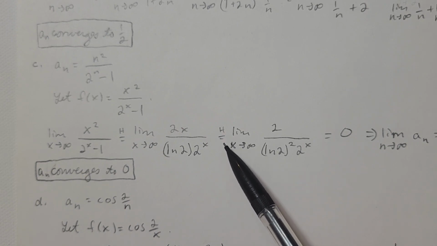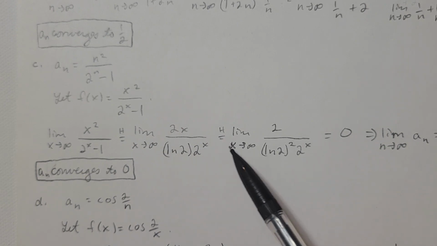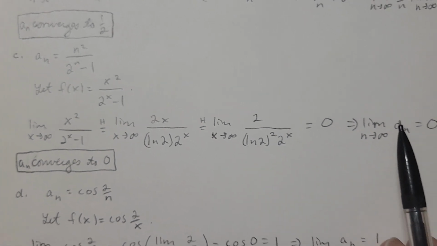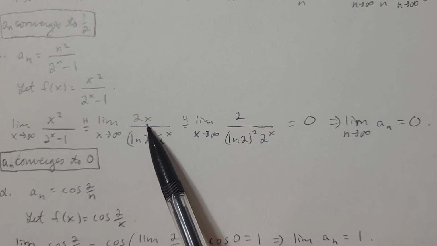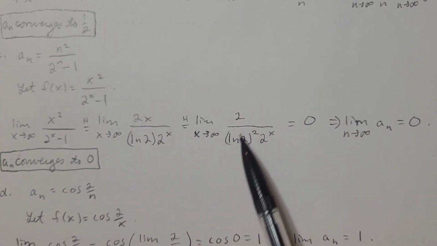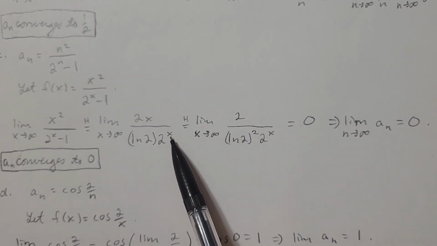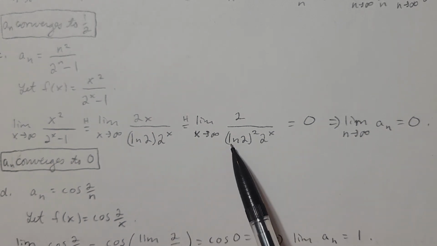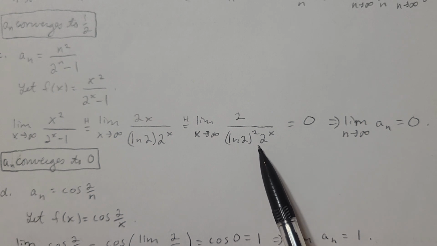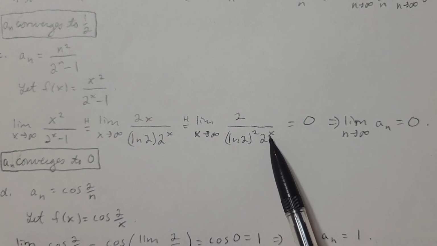And of course, the h above the equal sign means that I'm using L'Hopital's rule on that step. So the derivative of the top divided by the derivative of the bottom. So the derivative of 2x is 2. The derivative of 2 to the x is 2 to the x times the ln of 2. I've already got the ln of 2 there. So the ln of 2 squared times 2 to the x power.